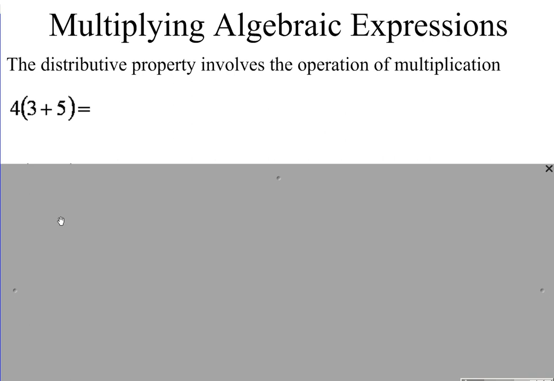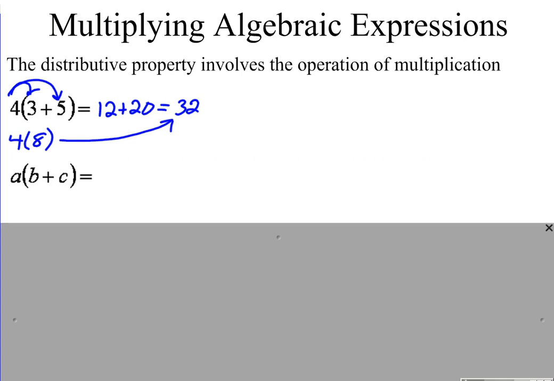follow order of operations. If I use the distributive property here, I'm going to distribute the 4 to each one of these terms. 4 times 3 is 12. 4 times 5 is 20, and 12 plus 20 is 32. When it's only numbers, it's probably easier just to follow order of operations. 3 plus 5, do what's in parentheses first, is 8, and then 4 times 8 also equals 32, so you can do that either way.